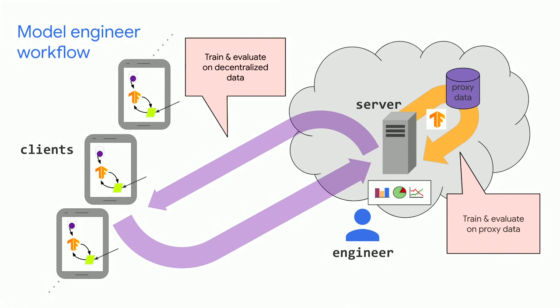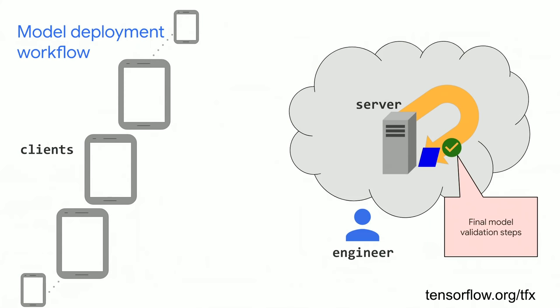The model engineer will still do things that are typical of a machine learning workflow, like starting and stopping tasks, trying out different learning rates or different hyperparameters, and monitoring their performance as training is occurring. If the model performs well on that decentralized data set, the model engineer now has a good release candidate. They'll evaluate this release candidate using whatever validation techniques they typically use before deploying to users.